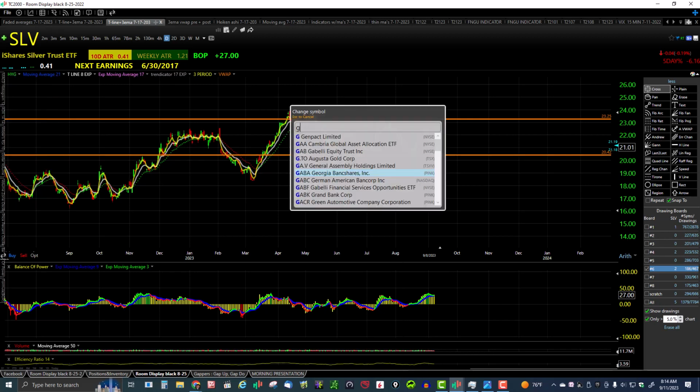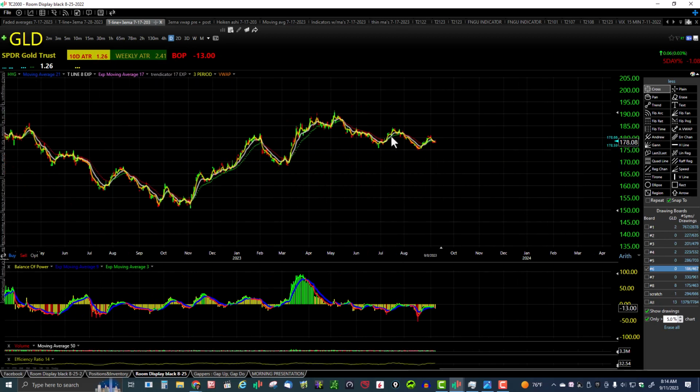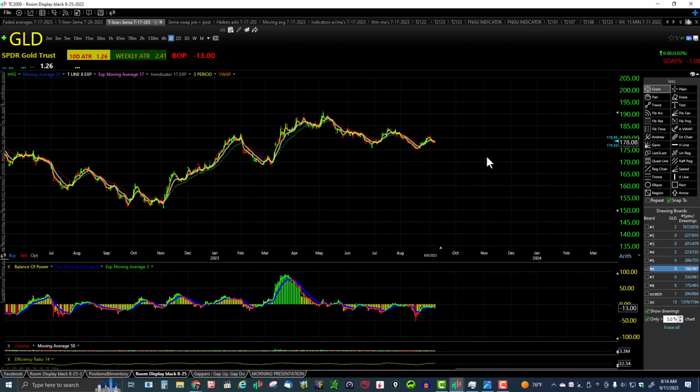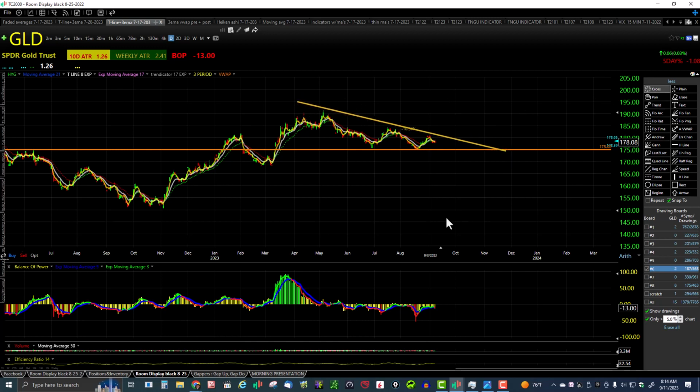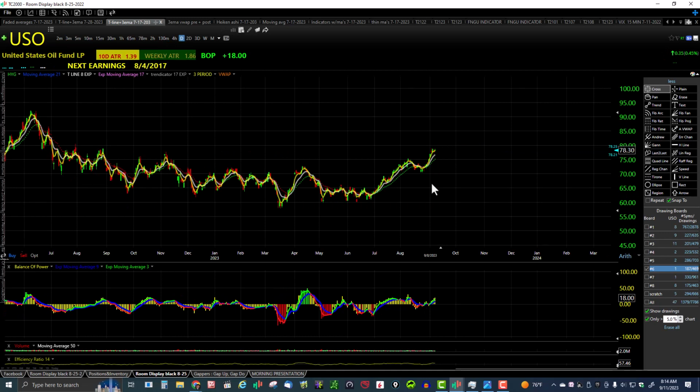Now let's take a look at gold. If we look at gold, gold is in a daily downtrend, making lower highs and equal lows, kind of also in a triangle playing out here, with support at 175 and a wedge coming down through here, right there. So there's gold consolidating over the 175 area.